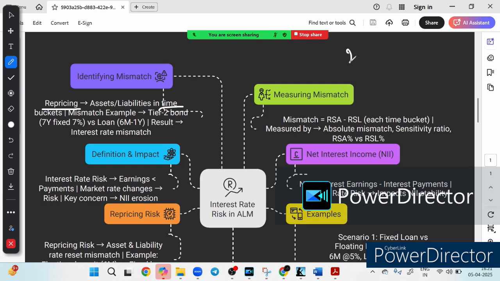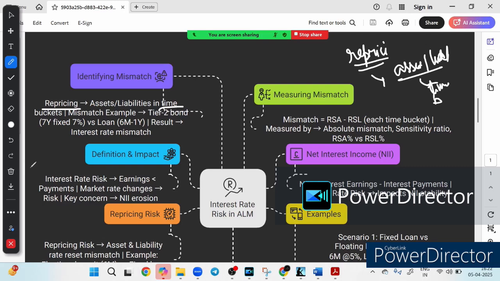So basically, what do banks want to track? Banks want to track when they will reprice. And for that, they categorize assets and liabilities into time buckets. And what are the time buckets? We have already covered that in the previous lecture. I think there are 10 time buckets prescribed by RBI.